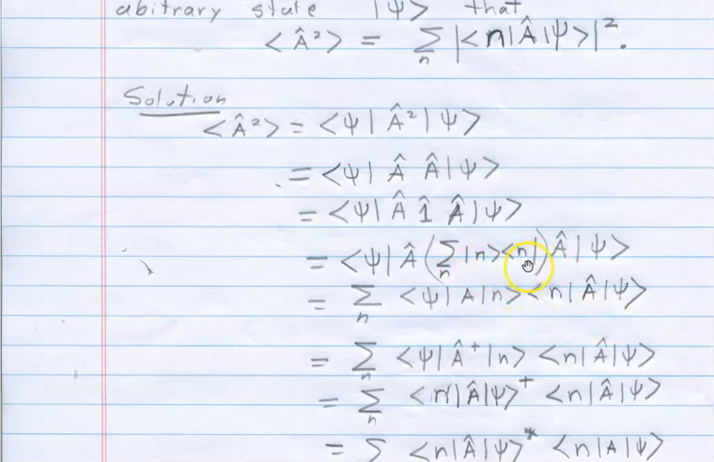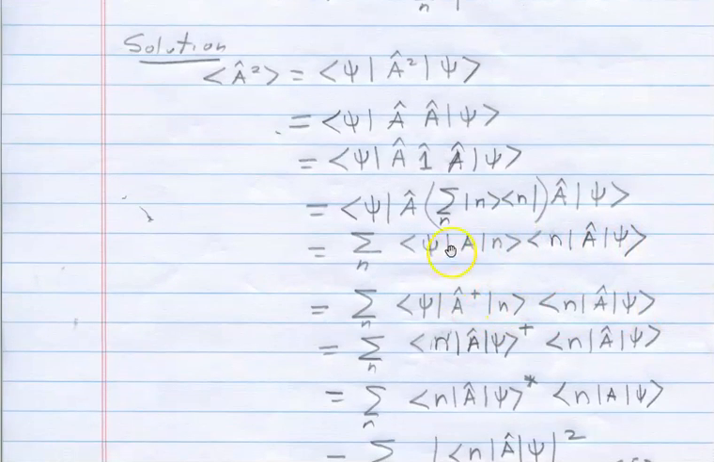And then you pull the summation outside. The only place there's an n is here. And so on the first half, you'll get psi A ket n. And on the back half, you'll get bra n A ket psi. So you get these two.